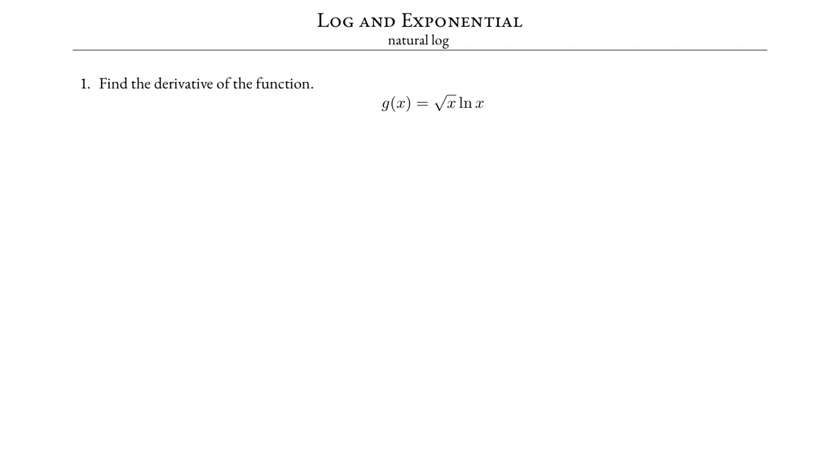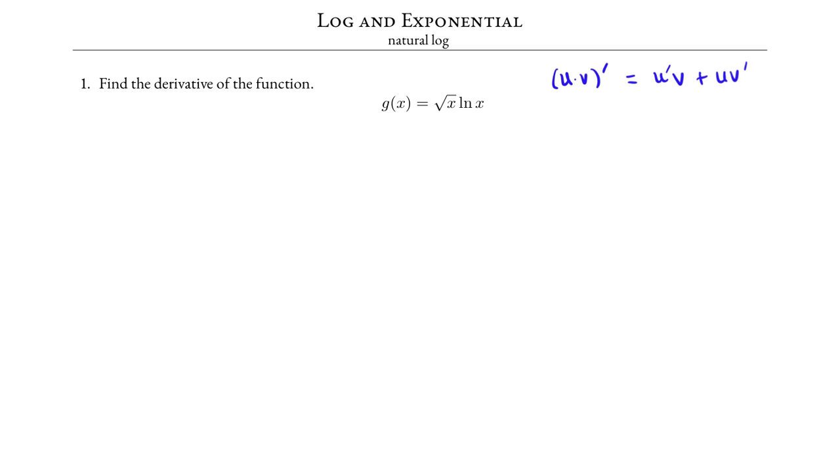Find the derivative of the function g of x equals the square root of x times ln of x. Observe that this is a product, u times v, where we know that the derivative of the product uv is u prime times v plus u times v prime.